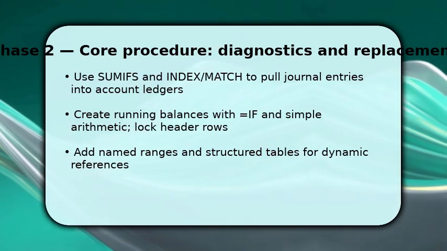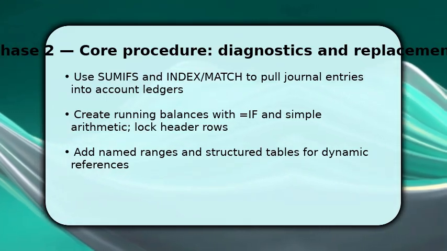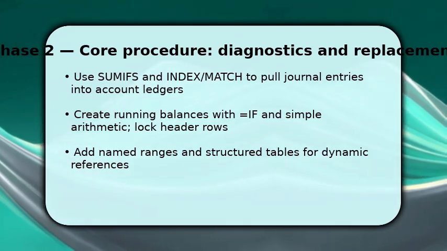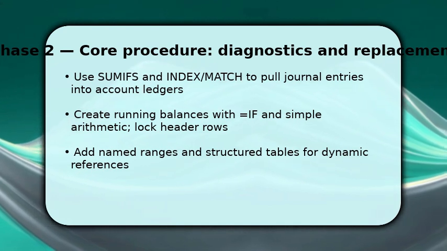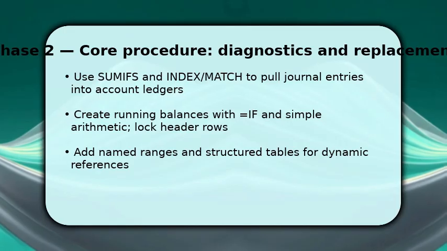Make the journal a structured table and use named ranges so formulas adjust as you add rows. Also create monthly pivot-ready columns to summarize activity for reports.